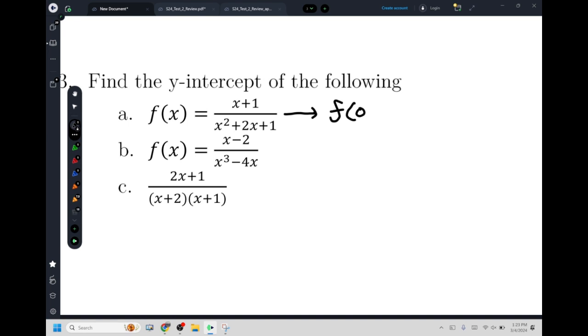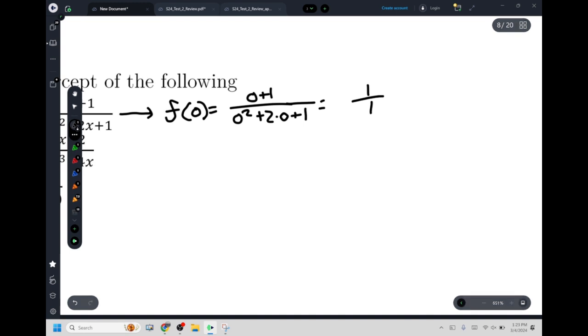What is F of 0? 0 plus 1 over 0 squared plus 2 times 0 plus 1. 1 over 1.